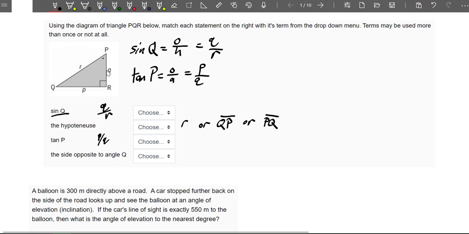And last, the side opposite to angle Q. Angle Q is right there, and the opposite side is little q, or just like before, we might identify it as either the line segment PR or RP. So one of these, little q, PR, or RP, would all identify that line.